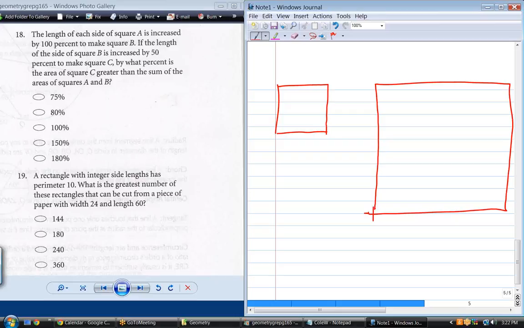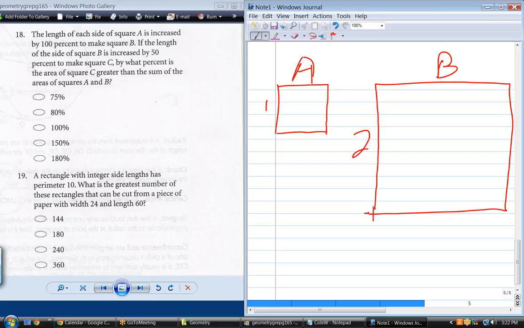And then what I want to do here is either assign numbers or variables to figure this problem out, because now I have a third square. Okay? Well, let's just pick numbers. We're going to give that a side of 1. We're going to give this a side of what? In other words, this is A, this is B. What is the side of B going to be?